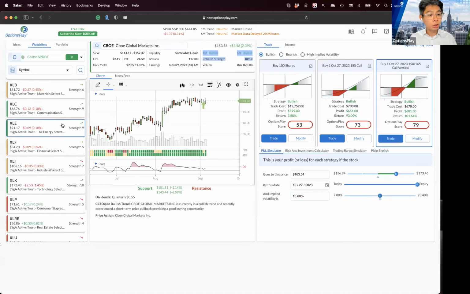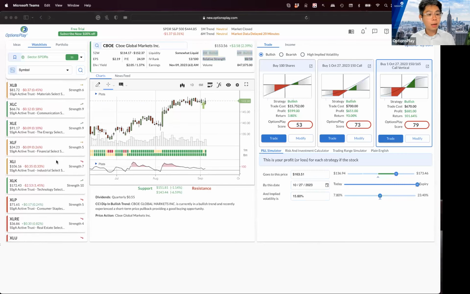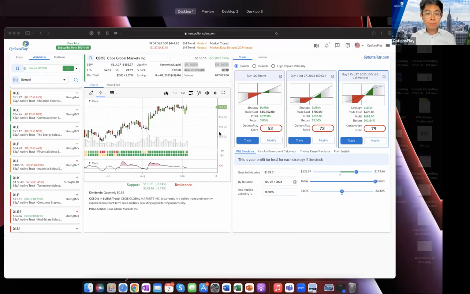You have the same color coding and the strength. You can look at the sectors and see which sectors are the strongest sectors that are trending higher. What are some of the weakest sectors that are trending lower? This can all be done on the OptionsPlay platform. It's all color coded for you so that you can gain that directional view from the OptionsPlay platform.